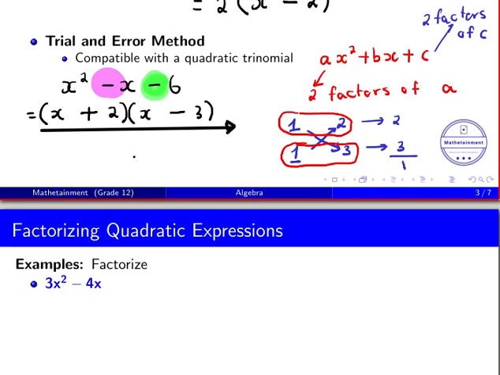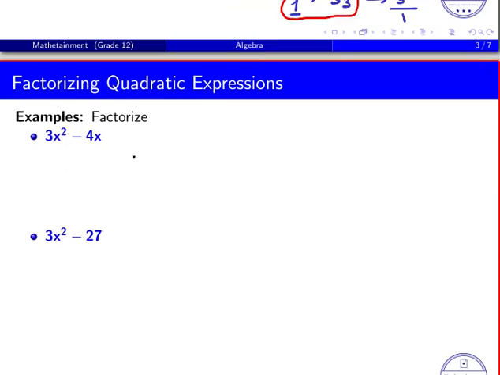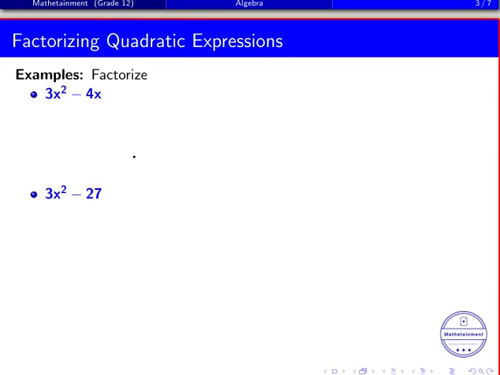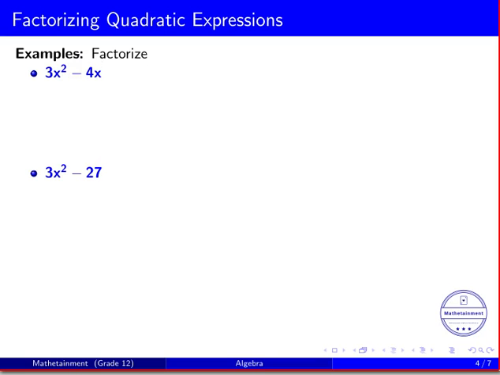So now let's look at a couple of examples regarding what I just told you. Here we are required to factorize this. The first example is 3x squared minus 4x. The first question you should ask yourself: how many terms are there? 3x squared minus 4x, I have 2 terms. So that is what we call a binomial, a quadratic binomial. Since it's a binomial, we know that we want to employ a common factor.